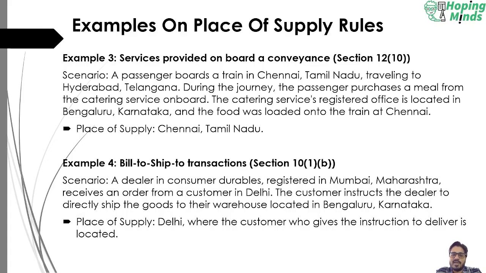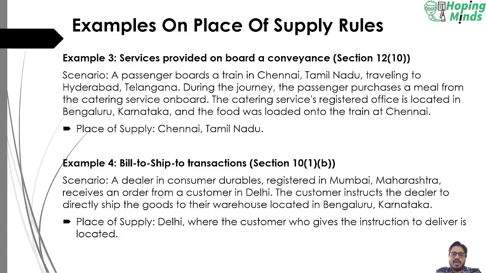So as per the place of supply rules, if services are supplied on board a conveyance, the place of supply is the first scheduled point of departure of that conveyance. Hence, in this case, the supplier is located in Karnataka and the place of supply is Chennai, Tamil Nadu. Hence, IGST will be applicable.